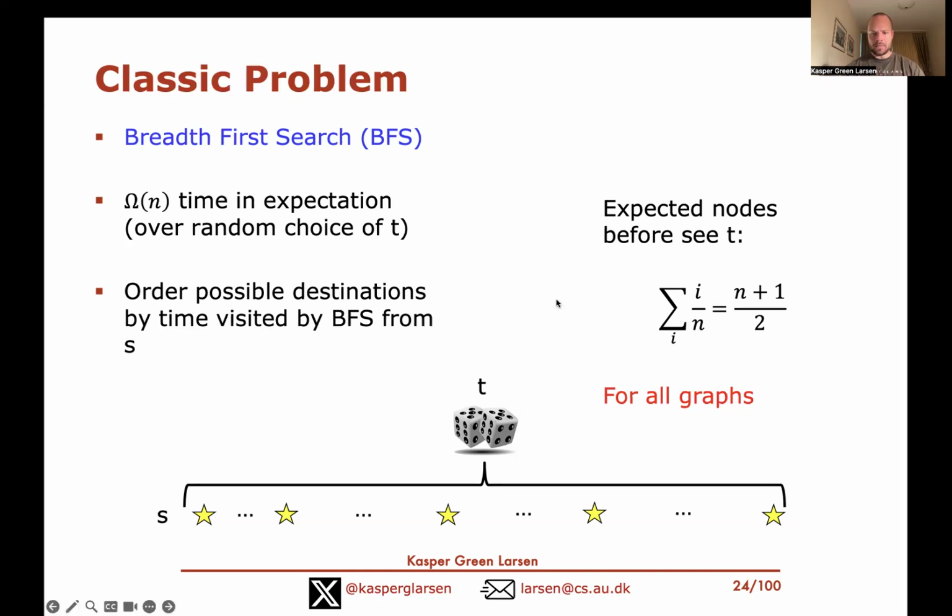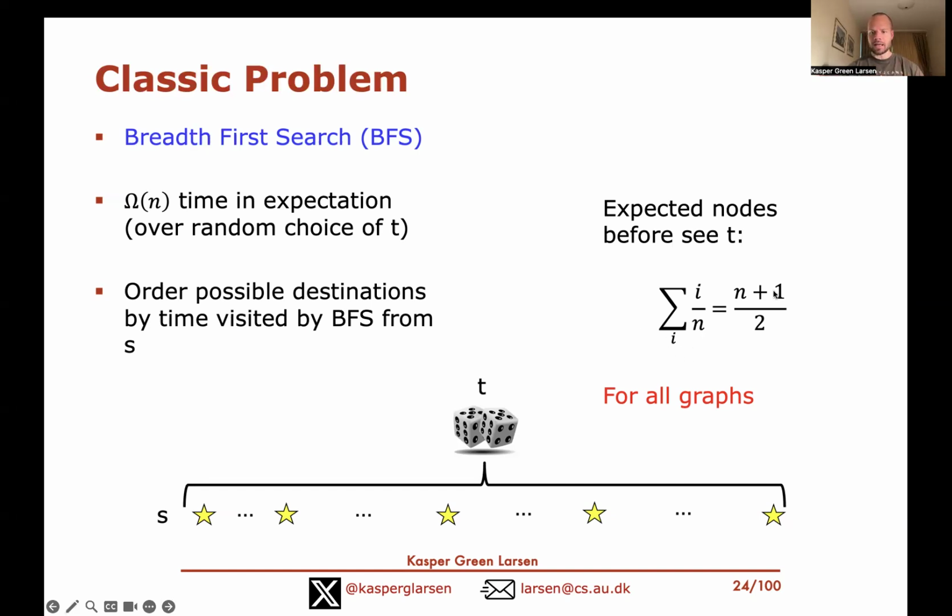So there are n possible destinations, and if it's the ith one that is the destination, I will have to visit at least i vertices before I get to it. Since my destination choice was uniform random, I multiply each of these possible values of i by 1 over n. This sum is very well known.